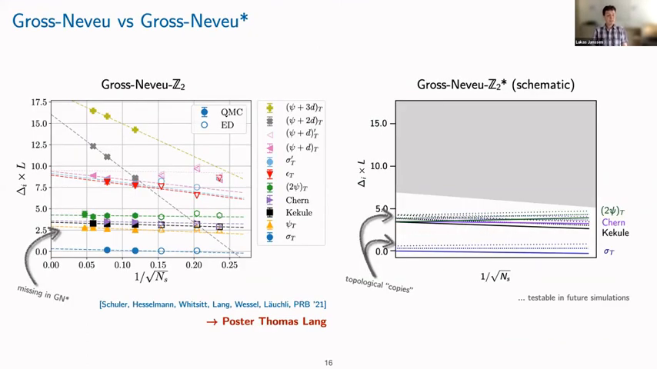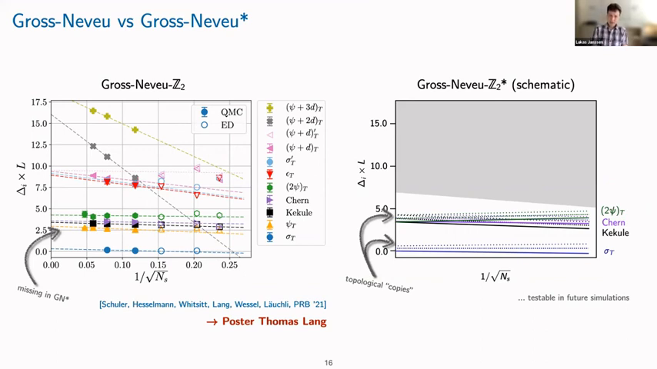So we expect a similar distinct finite size spectroscopy also for the fermionic systems. This spectrum for the ordinary Gross-Neveu-Yukawa universality class has been measured recently and is discussed in great detail also in Thomas Lang's paper. If you're interested in that, I invite you to have a look at this in this afternoon's session.